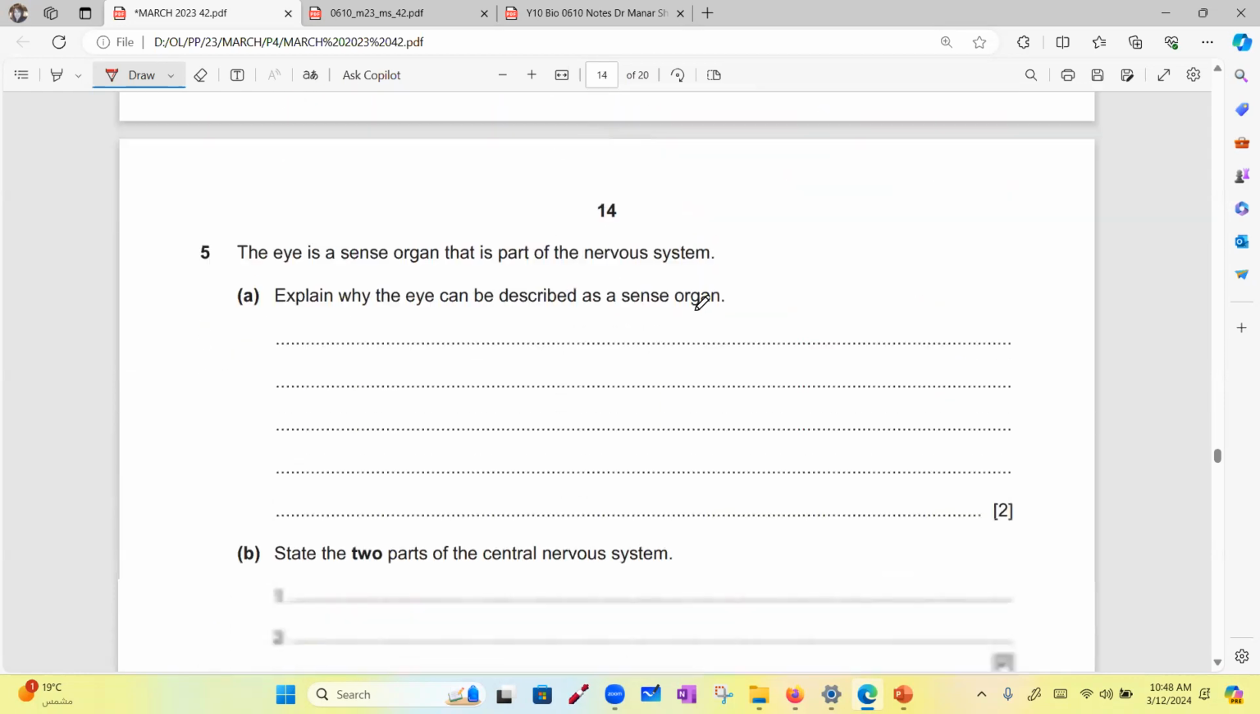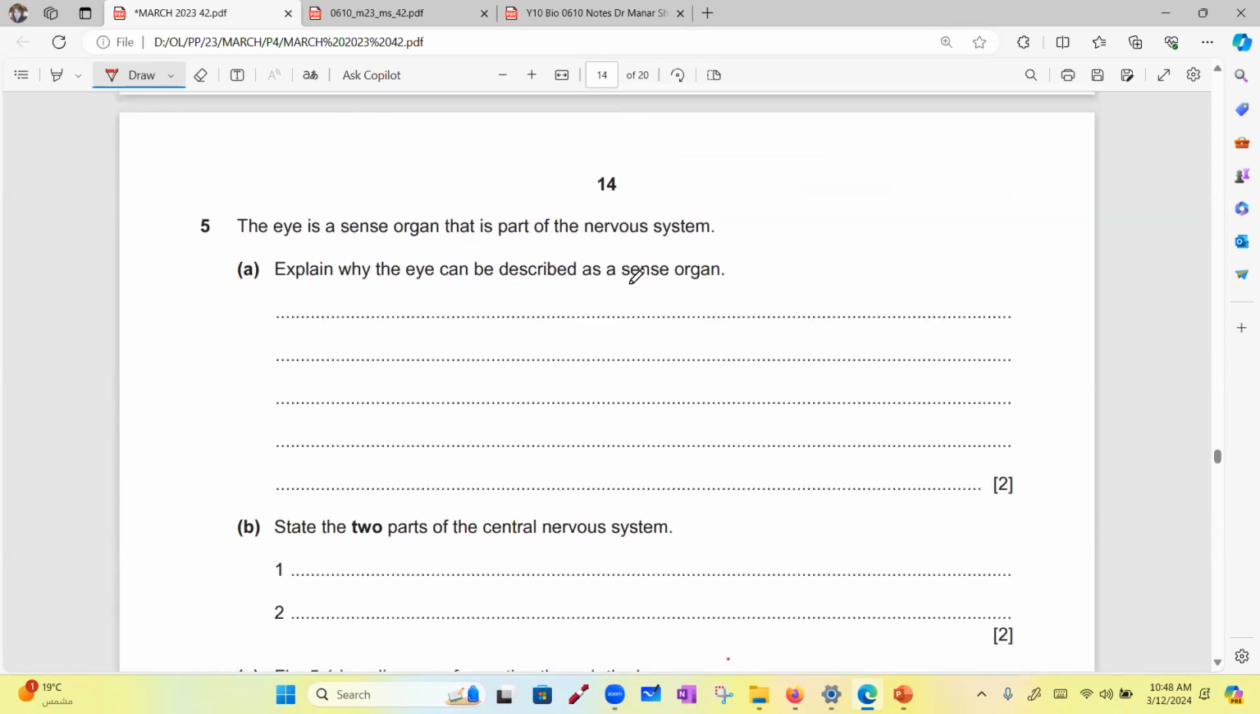Fine. Explain why the eye can be described as a sense organ. Yes, this is 2 marks. A sense organ is an organ that has lots of receptors. And continue the definition. What do these receptors do? Yes, they detect and respond to a specific stimuli. Like the eye, what is the stimulus that they respond to? Light. Okay, they have light sensitive cells.